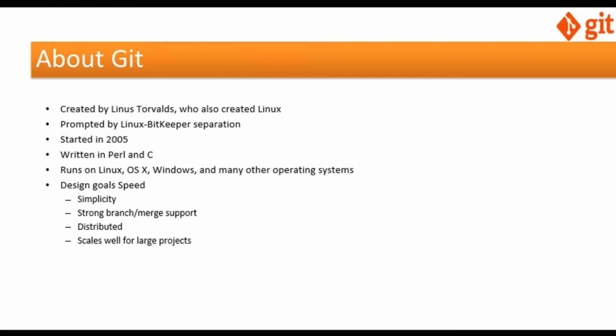Now let's talk more about Git. Git was created by Linus Torvalds, who also created Linux, prompted by the Linux Bitkeeper separation, started in 2005, written in Perl and C, and runs on Linux, OS X, Windows and many other operating systems. The design goals are speed, which is one of the main things, simplicity, storage, branch and merge support, distributed, and scales well for large projects.